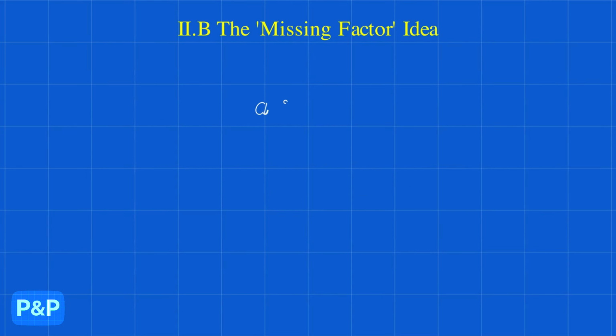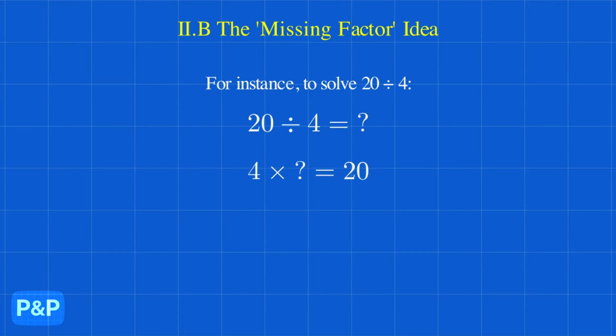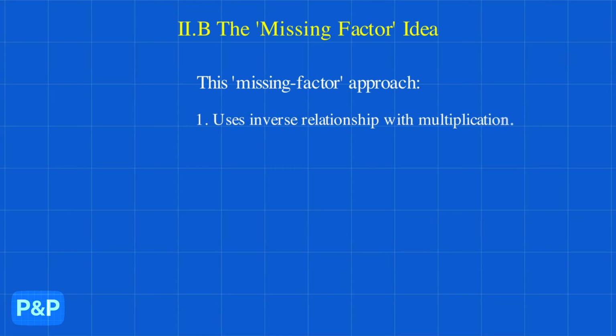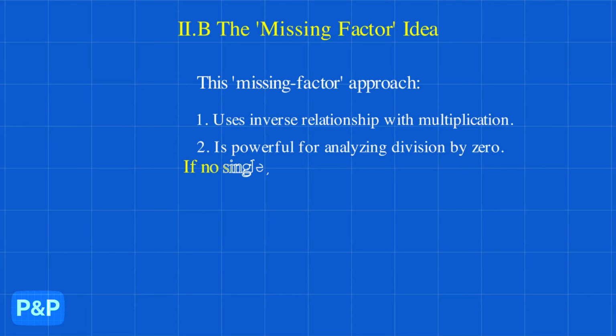Another intuitive way to conceptualize a divided by b is to ask, what number, the missing factor, must be multiplied by b to obtain a? For instance, to solve 20 divided by 4, one asks, 4 multiplied by what to get 20? The missing factor is 5, so 20 divided by 4 equals 5. This missing factor approach directly employs the inverse relationship with multiplication and is a powerful tool for analyzing division by 0. If no such single, unique factor can be found, the division operation faces a fundamental issue.